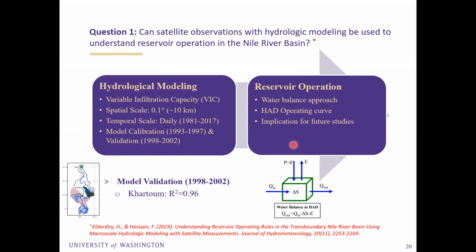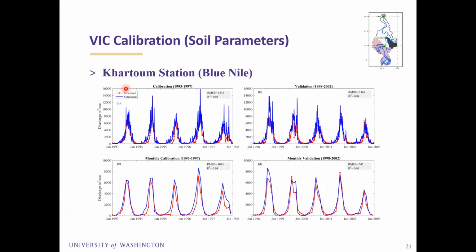So here's just an idea about the calibration at the Khartoum station. You can see this is a daily scale, and this is a monthly scale, the lower panels at the monthly scale. And you can see that the model is able to capture the streamflow variability, both the monthly and the daily streamflow, very well. If you compare the modeled streamflow versus the measured one, you can see that they are in very good agreement. For example, the R-square is 0.94 for the monthly calibration, and for the monthly validation, the R-square is 0.96. So it's performing very well, I think, for the Khartoum station, which is a very important station, as you know, because this is the outlet of the Blue Nile Basin.